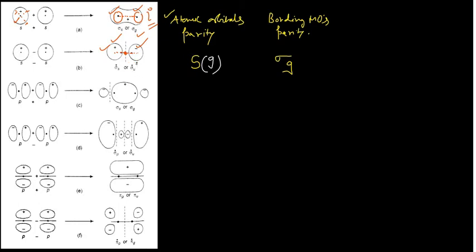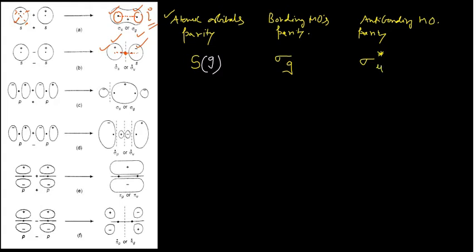If sigma bonding is gerade, then sigma anti-bonding must be ungerade. So I can write it here: anti-bonding MOs parity. So this could be your sigma anti-bonding, and this would be ungerade. See how easy this one is.